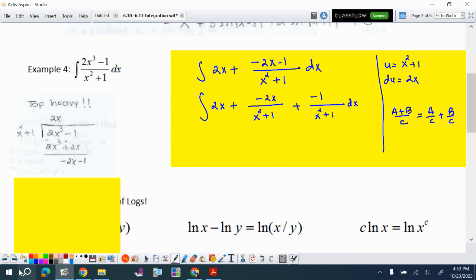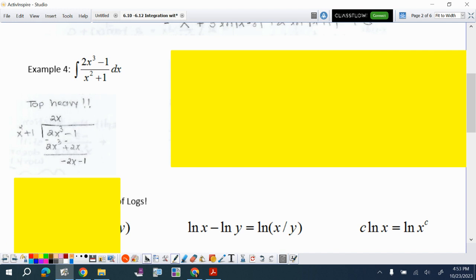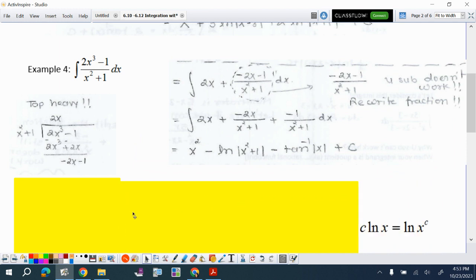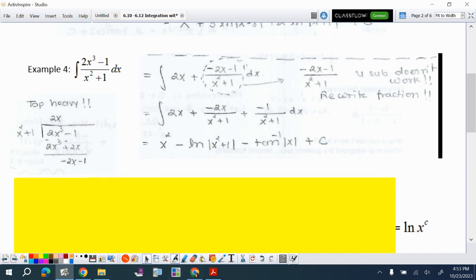So very interesting problem. Let me reveal the answer here. Okay, so let's take a look. U sub does not work, so we split into 2. This is where u substitution works very well. The derivative of x squared is 2x. So you remember u prime over u is ln u. You must have the absolute value bars anytime ln is there. And this is a tangent inverse. So that's the answer. Pretty interesting question.